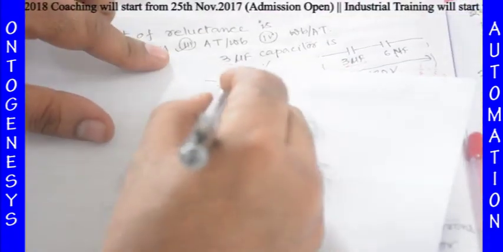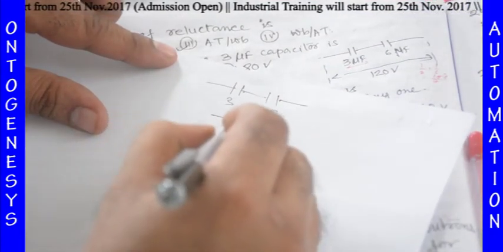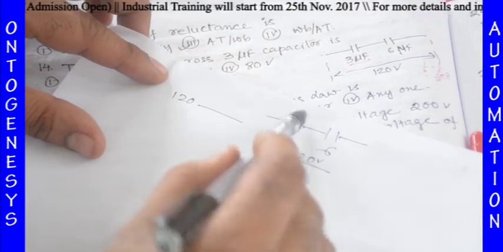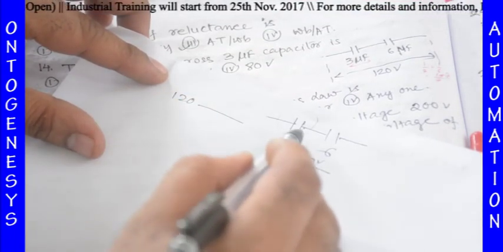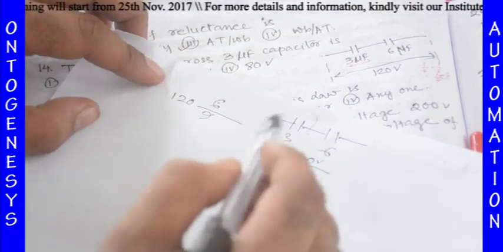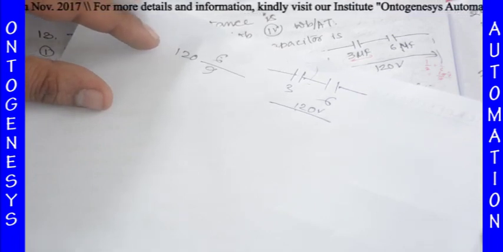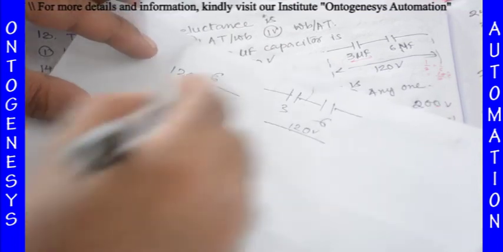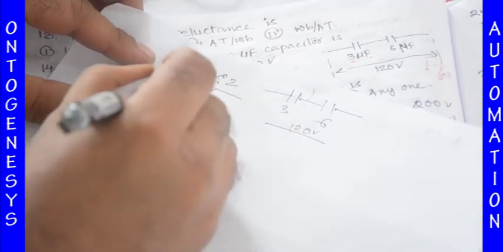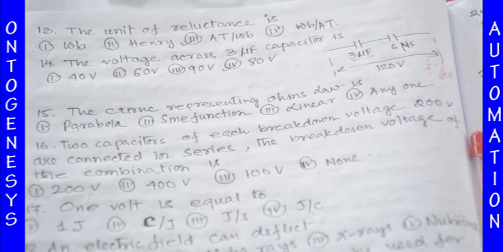Next one is, the voltage across a 3 microfarad capacitor is, so there are 2 capacitors, 3 and 6 microfarad, and 120 volt is applied. So, remember the voltage division rule, 120 V into C2 by C1 plus C2, isn't it? For resistances, it is R2 by R1 plus R2. So in series, it is C2 by C1 plus C2. So this will be 120 into 6 by 9, it is coming as 80 volt, am I right?